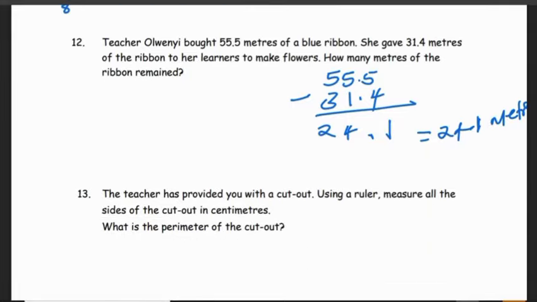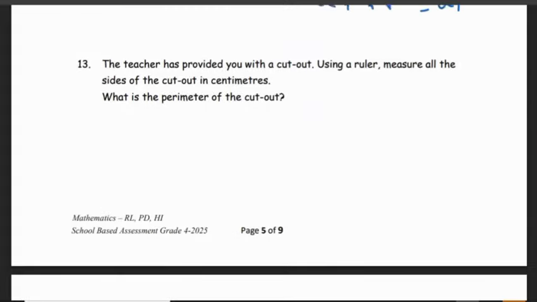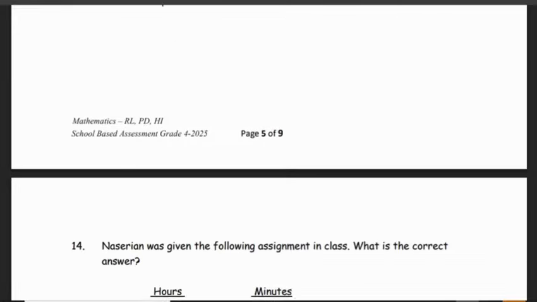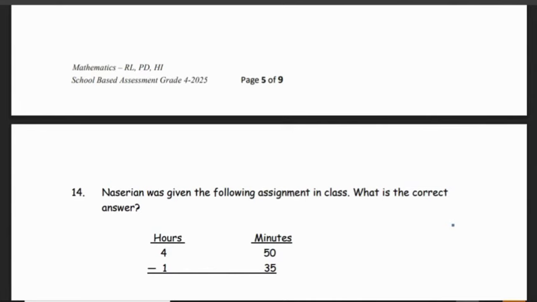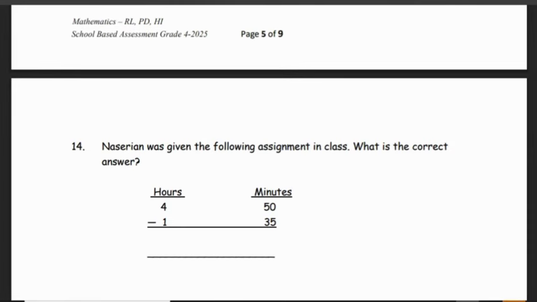Now, let's check the next question. Now, we're not going to work out question 13, so let's have question number 14. Naserian was given the following assignment in class. What is the correct answer? So we are subtracting hours and minutes. So 50 minus 35, we are going to get our answer here is 15, and 4 minus 1, that will be 3. So our answer is 3 hours and 15 minutes.